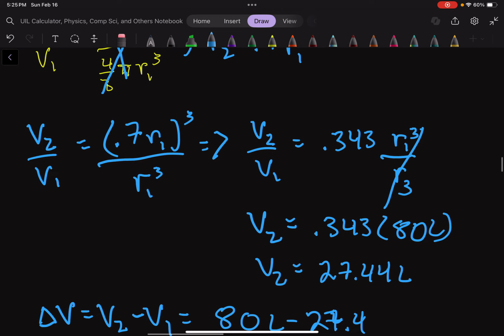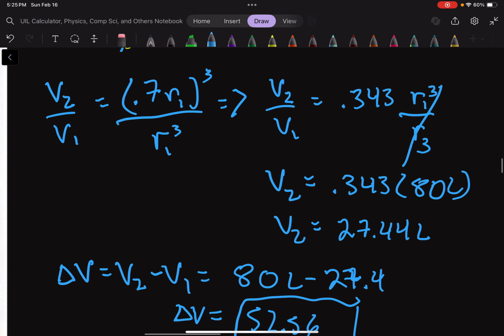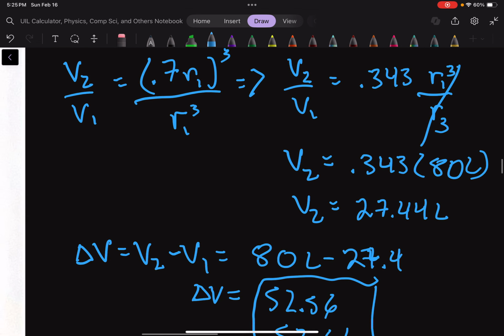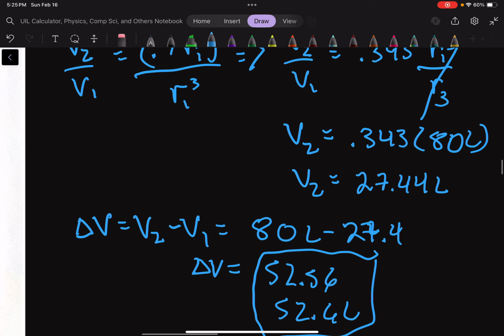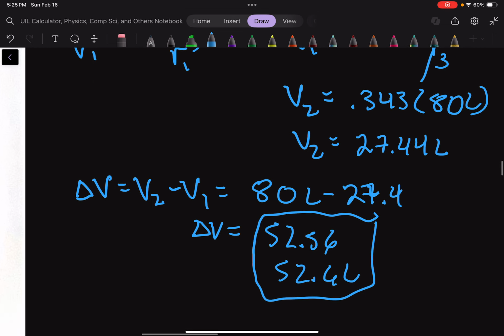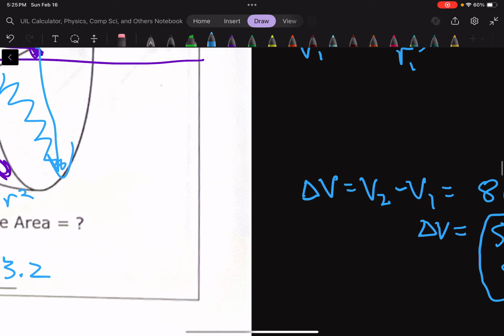So from there, we multiply over volume 1, and then we get that the second volume is going to be 27.4 liters. The question is asking how much leaked out. So we take that away from the original 80 liters, and we find out that 52.6 liters has been lost.